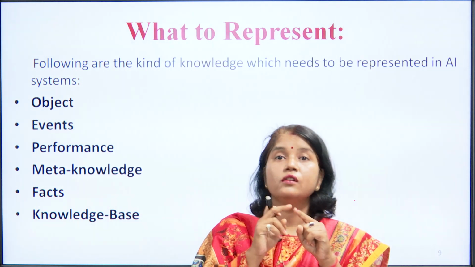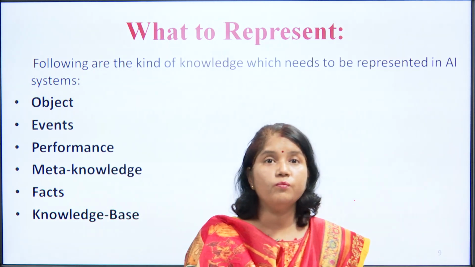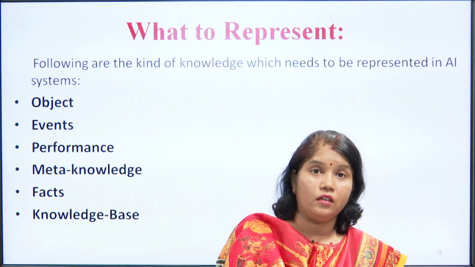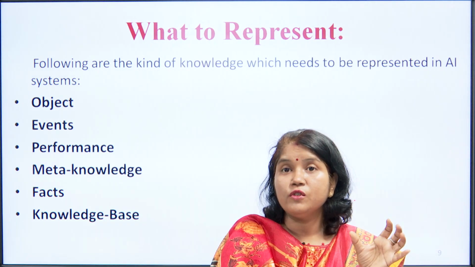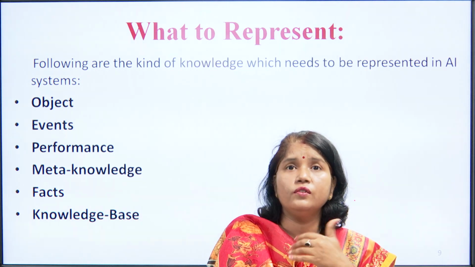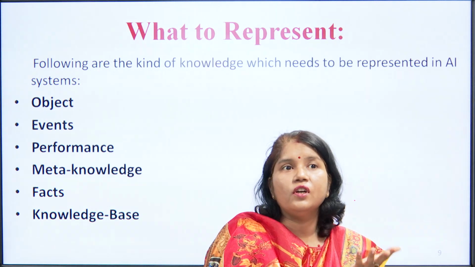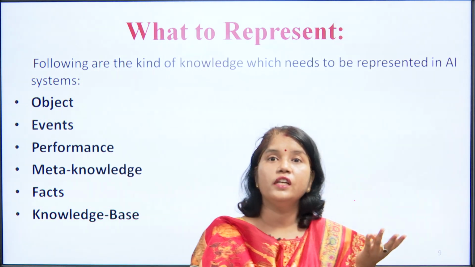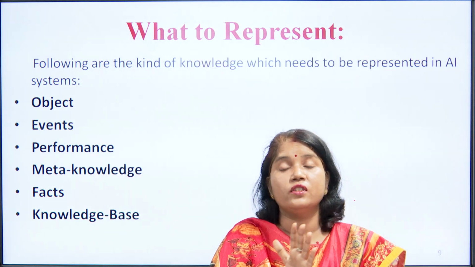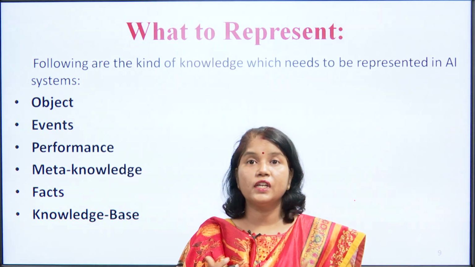So the machine will solve real world scenarios. What kind of things will you represent? You will represent objects, events, performance, meta knowledge, facts, and knowledge base. In your BTech and management studies, you have learned there are several types of knowledge, like procedural knowledge, declarative knowledge, meta knowledge, and heuristic knowledge. Declarative knowledge is facts, findings, questionnaires, observations; these are all the basis of declarative knowledge.